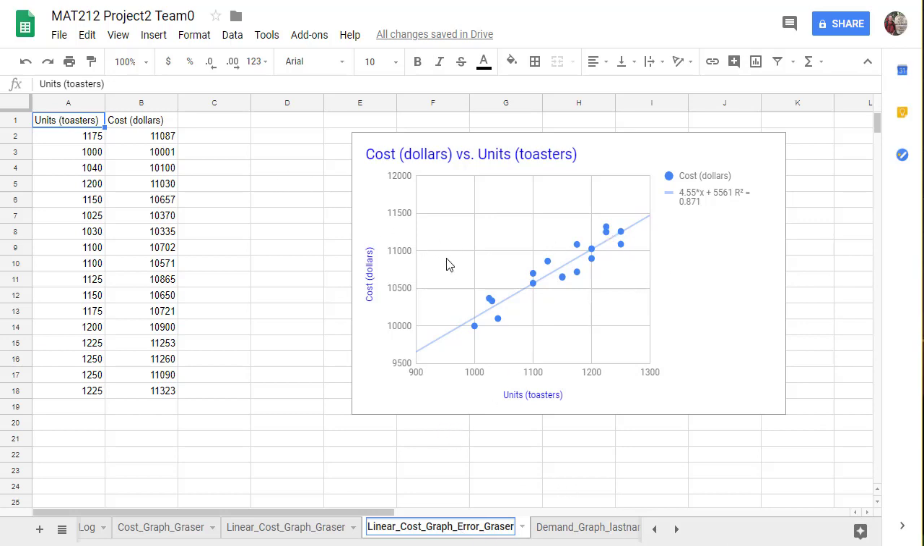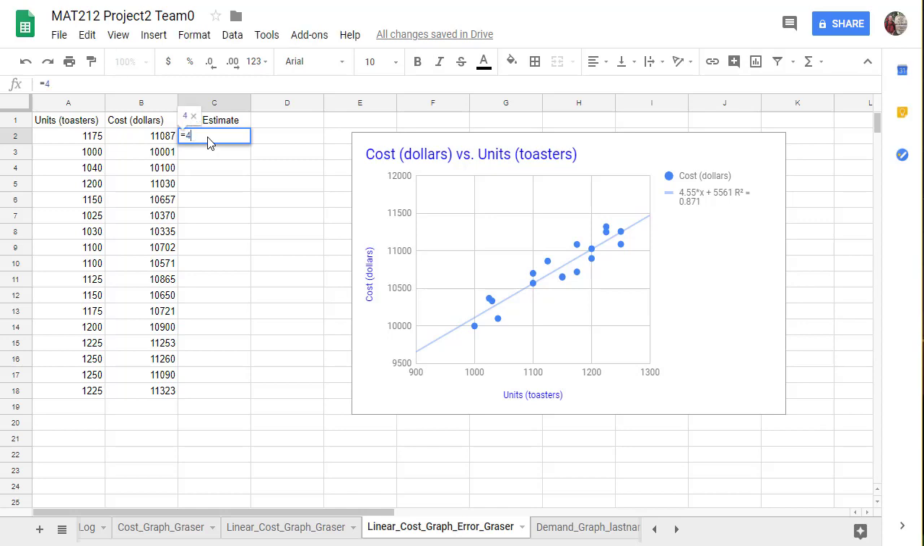So I know what the y value of the points are. Those are listed in column B. So now I need to find the corresponding y values on the line that I have right here. So I'm going to call this my cost estimate. And the way I'm going to do that is type in the equation of the line, but do it at that particular x value, the 1175 or the 1000 or the 1040.